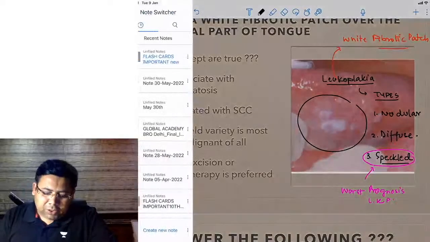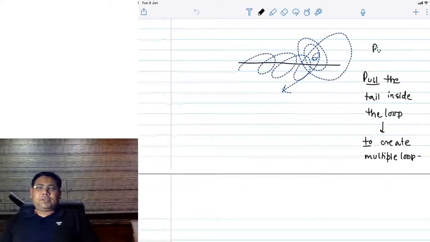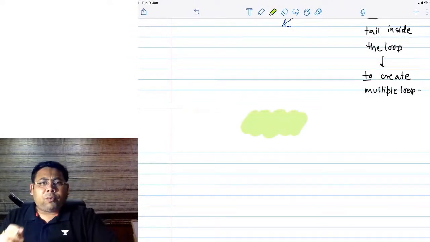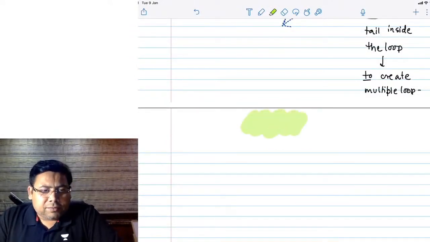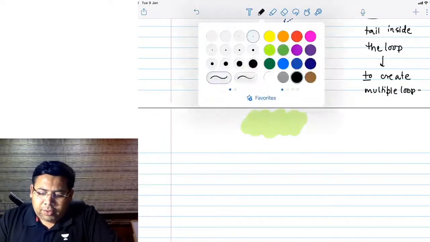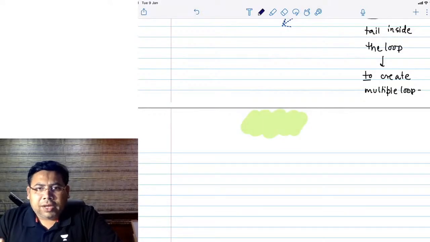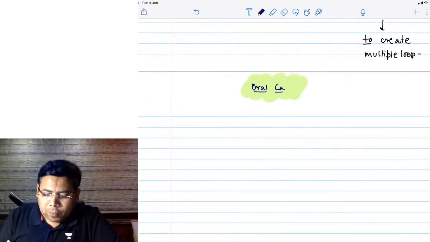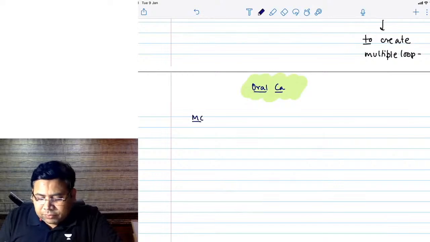Next, let us talk about certain pre-malignant lesions of the oral cavity. So let us have a quick rapid fire discussion. Diffuse, nodular and speckled. Let us talk about something about the oral cancers, and then we'll discuss a lot of things here. But the most common malignancy, the answer is SCC.